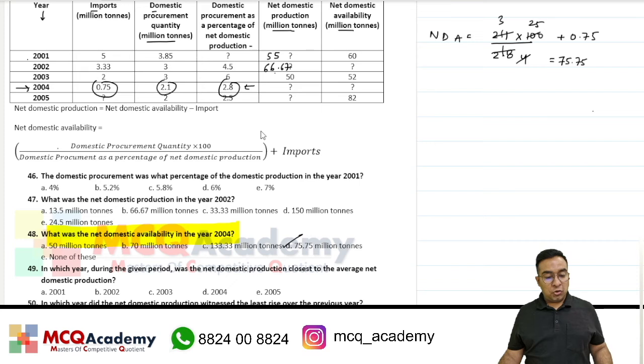Now, this can be used to calculate the value of net domestic production for the year 2004 as well. तो ये value हमारे पास में बन के आ जाती है कितनी? 75.75 net domestic availability में से imports को minus कर देंगे तो this value becomes equal to 75 million tons. क्यों कर रहे हैं हम लोग? क्योंकि हमारे आगे आने वाले क्वेश्चंस के अंदर इसको काम में लिया जाएगा.